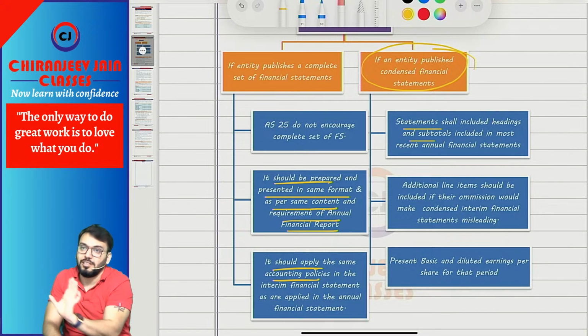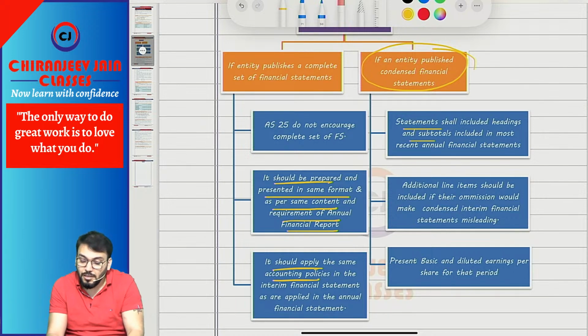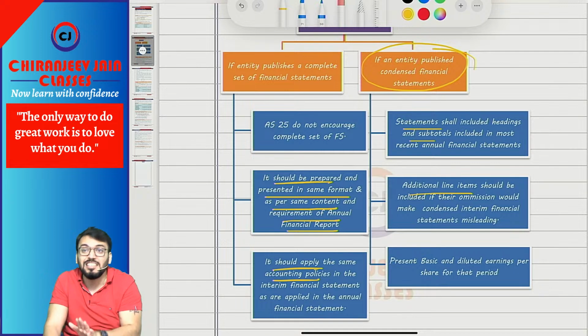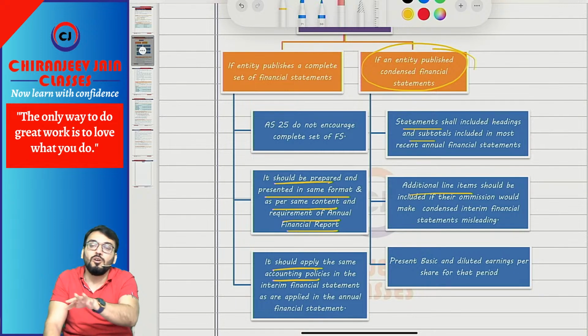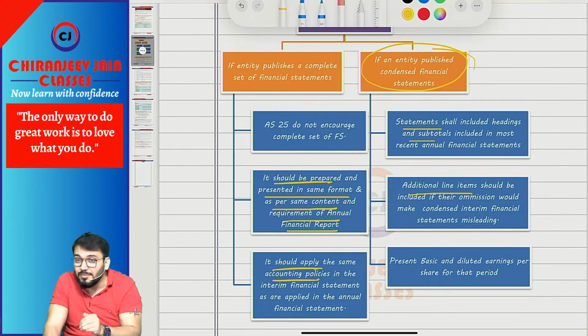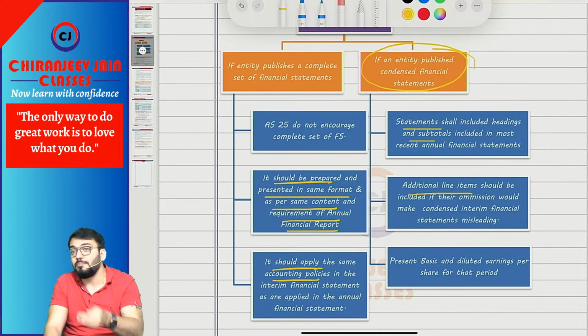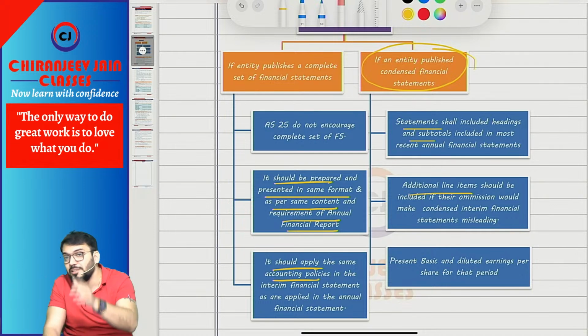Only heading and total you can write down. Correct. However, additional line items should be included if their omission may mislead the true and fair view of the financial statement. So if they give some misleading information, then an additional line item is required. So if you think that PPE is required, we can give PPE etc.